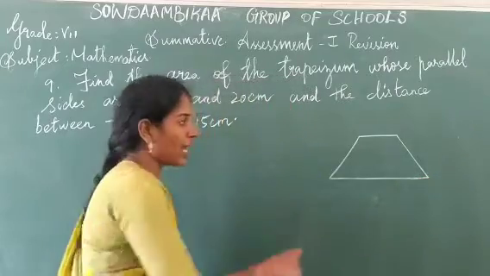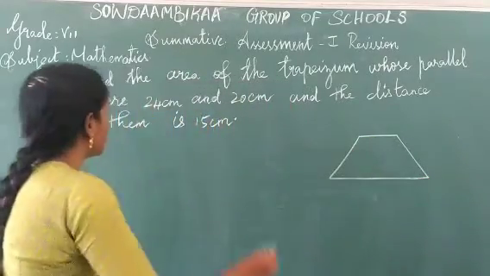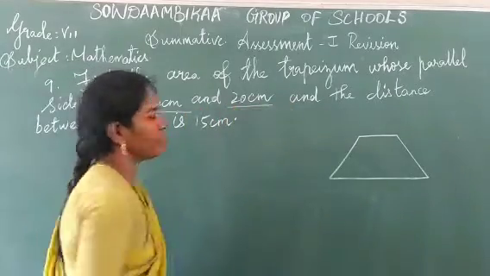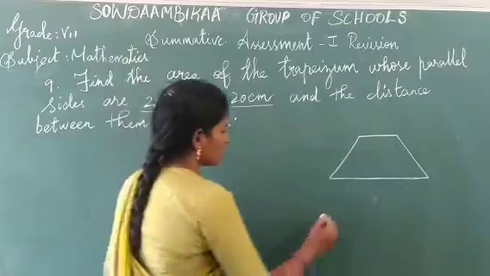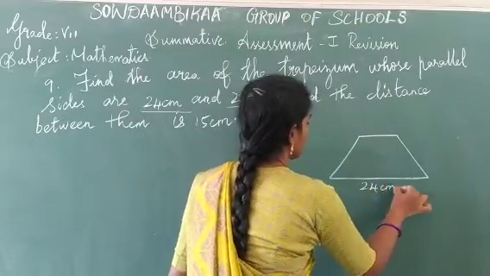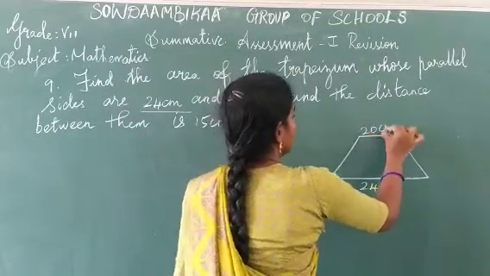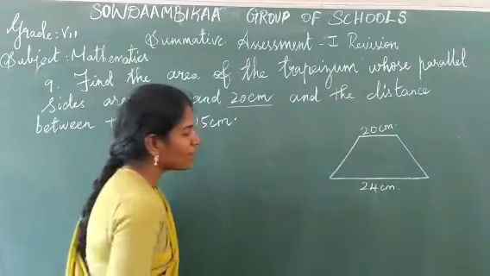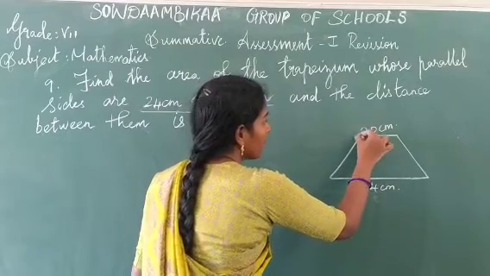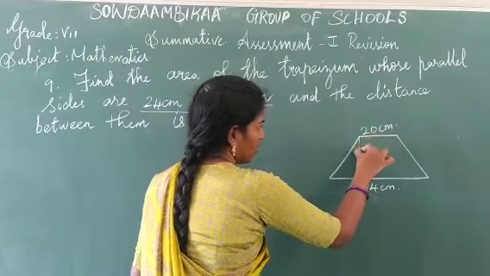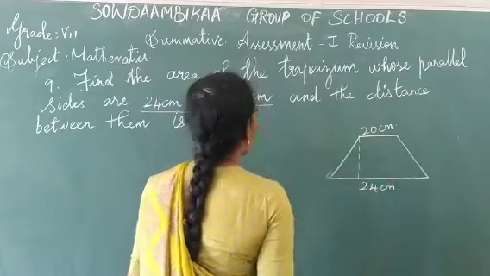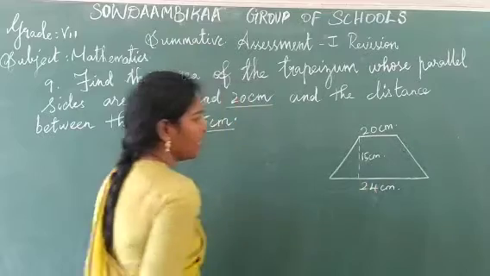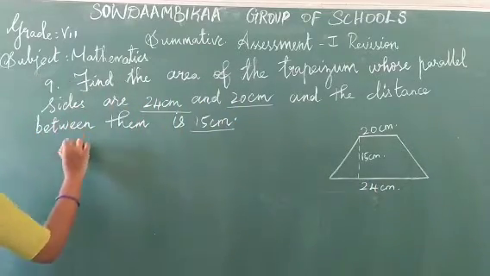Okay, the parallel sides measurement is given. Parallel sides are 24 centimeter and 20 centimeter. The longer side we have to take as 24 centimeter. The shorter side is 20 centimeter. Okay, what is the height here? The distance between the non-equal parallel sides, this is known as height. What is given? 15 centimeter. Do you understand here? Then we have to solve the sum.